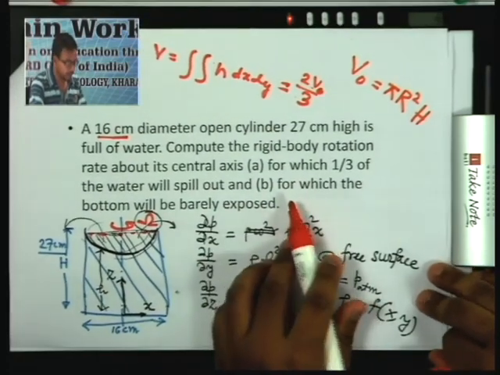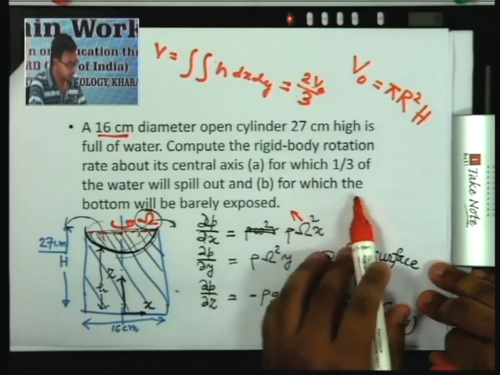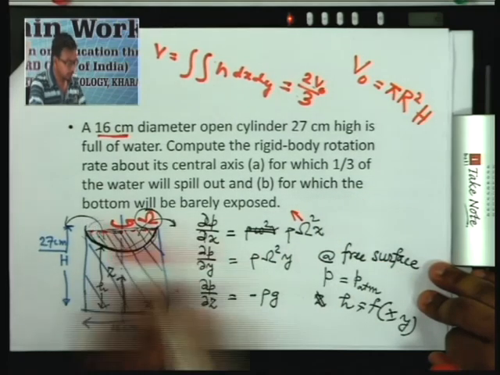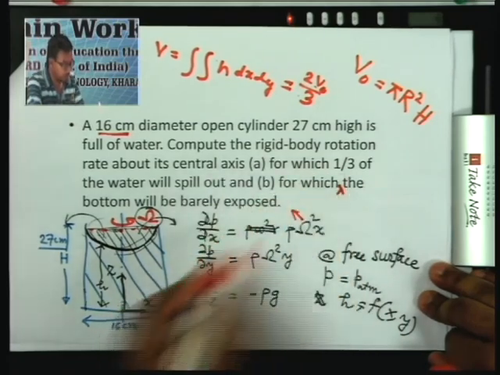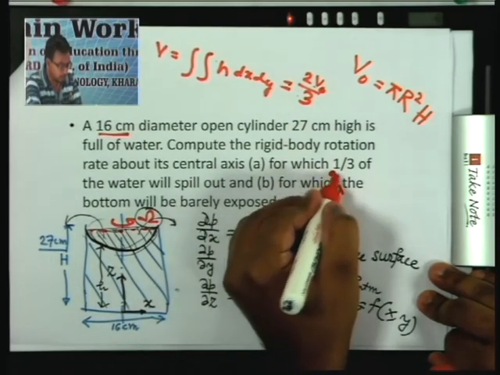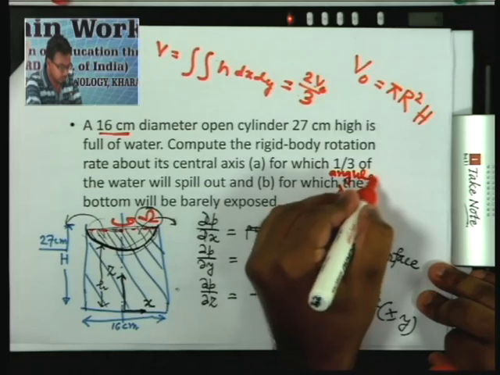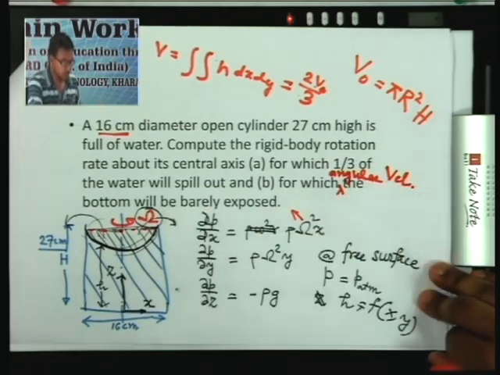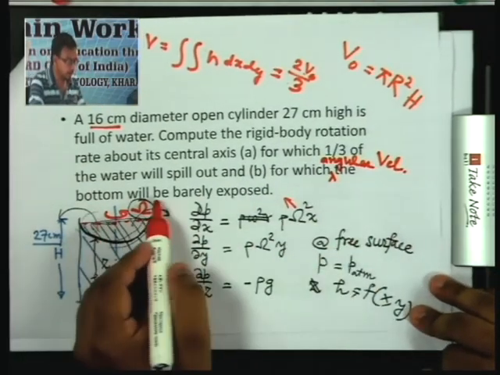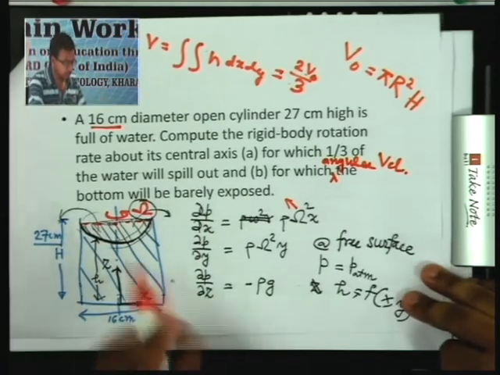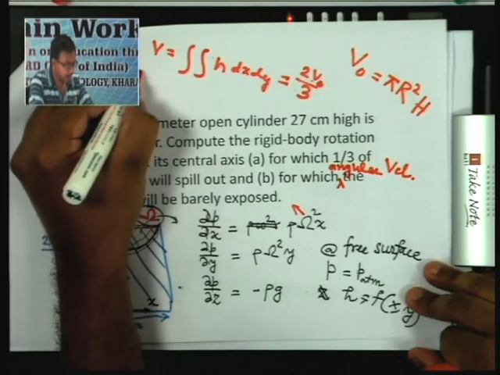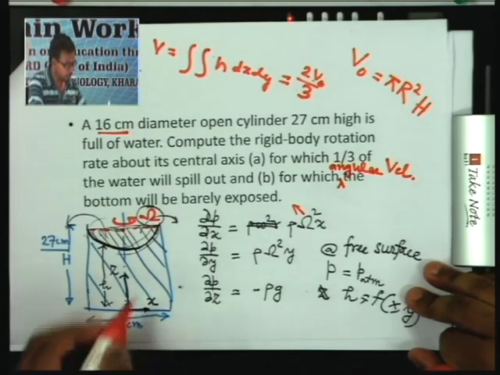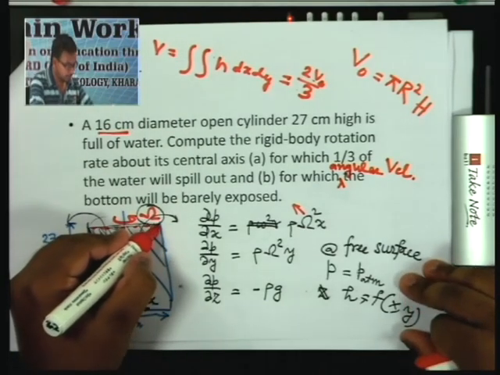As for the second part, which asks for which angular velocity the bottom, I am sorry, the angular velocity is missing from here, so please note that there will be an angular velocity. For which angular velocity the bottom part will be barely exposed. This is again very simple. All we have to do is that for the bottom part to be exposed, that means that the liquid shape will be something like this.